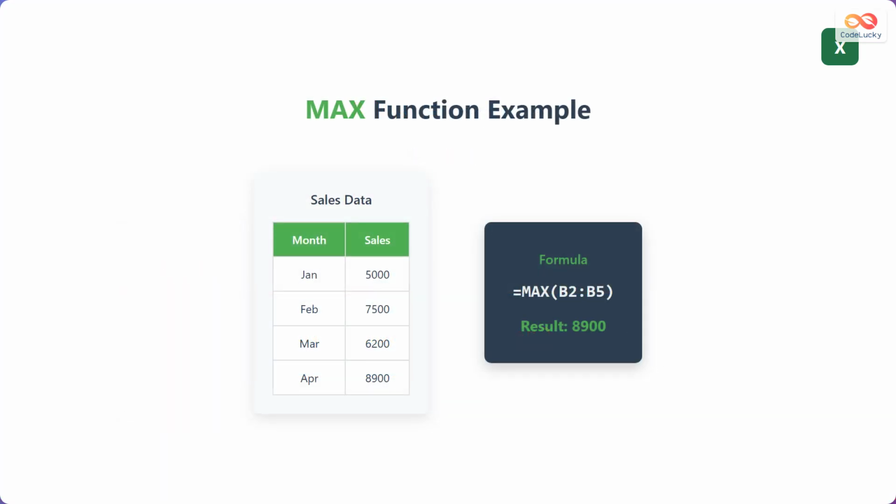Here's an example of how to use the max function. Imagine you have sales data for different months: January, February, March, and April, with the sales values of 5,000, 7,500, 6,200, and 8,900 respectively. To find the highest sales figure, you can use the formula =MAX(B2:B5). This formula tells Excel to find the maximum value within the range of cells from B2 to B5, which corresponds to the sales figures. The result of this formula is 8,900, indicating that the highest sales occurred in April.